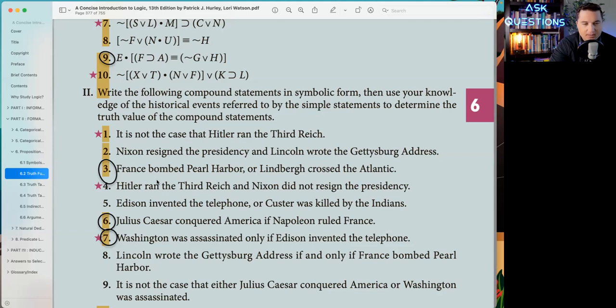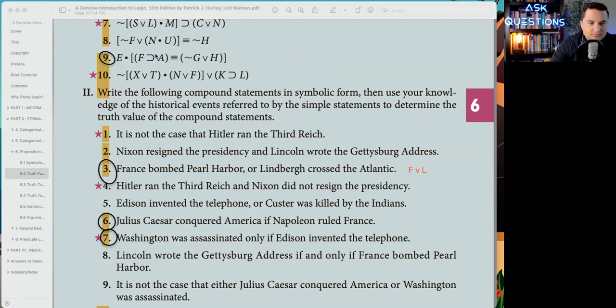So for example, first we have to symbolize this statement: France bombed Pearl Harbor, or Lindbergh crossed the Atlantic. So this is an or statement, and the left side is France bombed Pearl Harbor, so we could represent that with F. The or we'll represent with the wedge, and Lindbergh crossed the Atlantic would be L. So we've symbolized the statement. That's what we learned about in the previous lecture. But now we're going to figure out if this statement is true by looking at this statement and using truth tables.